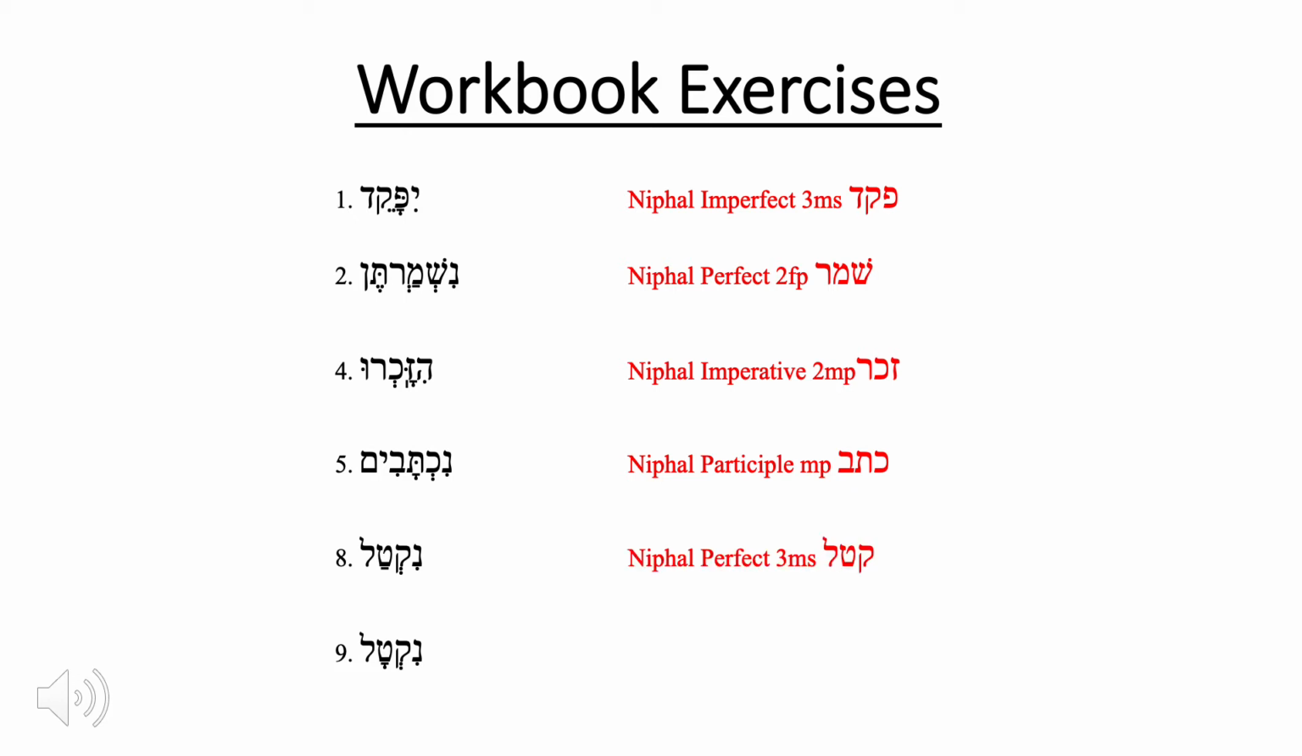Once again, number 8 is just a straightforward nifal perfect third masculine singular. I chose this one because of number 9. So how do we parse number 9, recognizing again that we have a qamets underneath the tav here rather than the patach that we have in number 8? How do we parse number 9?